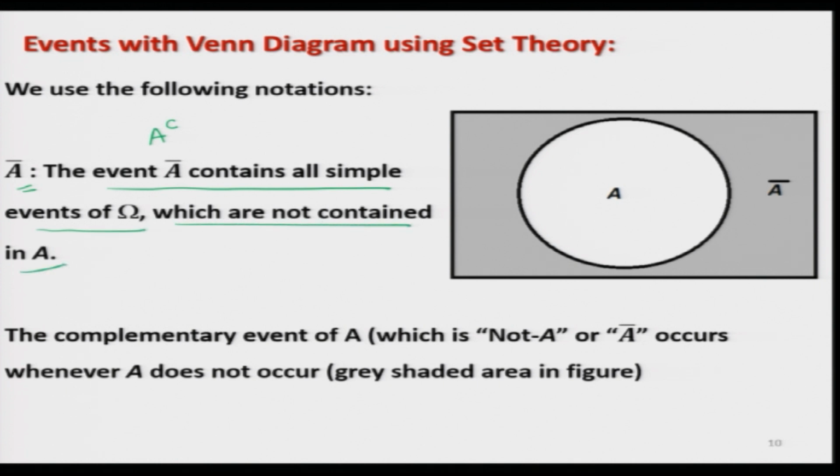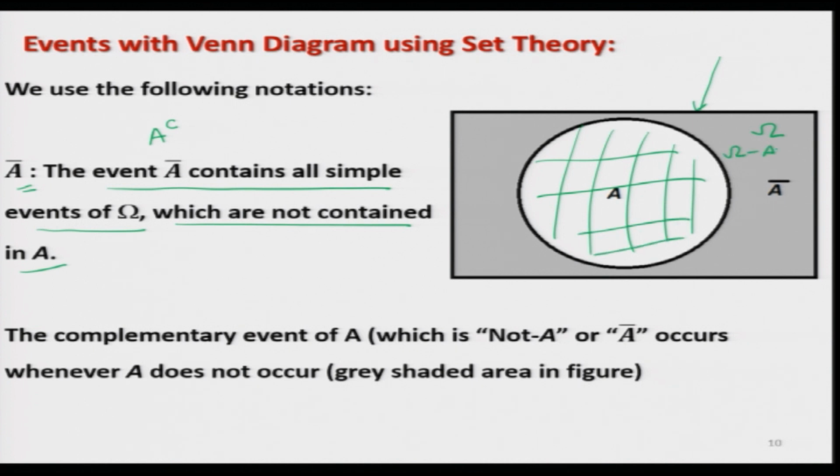In case you try to represent this phenomenon using the Venn diagram, you can see here this is your capital omega. Now, this part here is A. So, if you ignore this part A, then whatever is remaining is omega minus A, and omega minus A is simply your A complement. So, A complement is actually omega minus A.